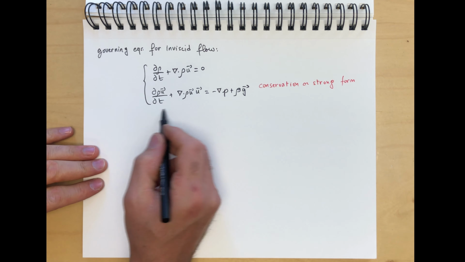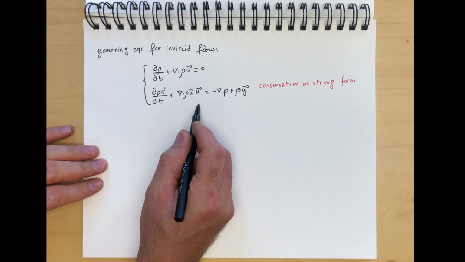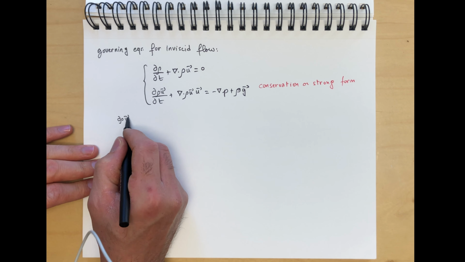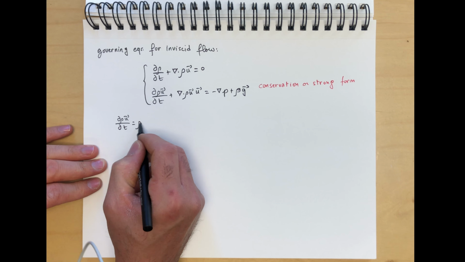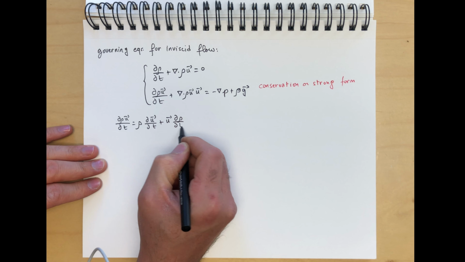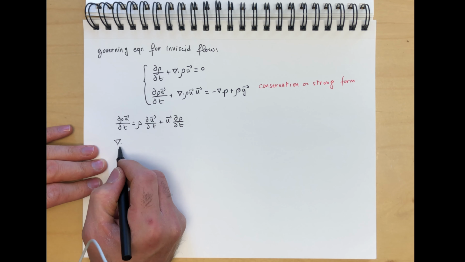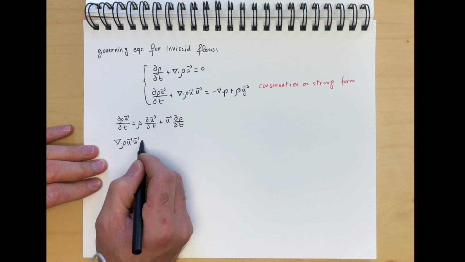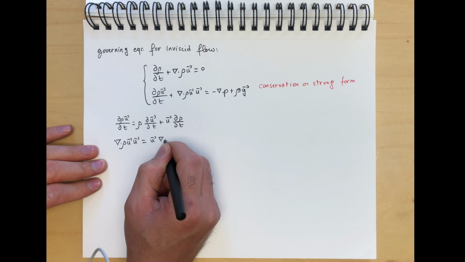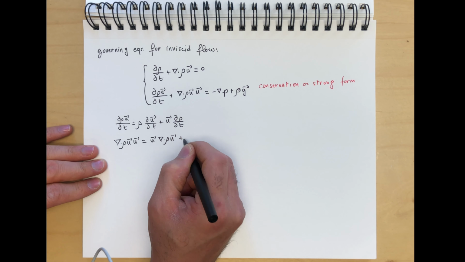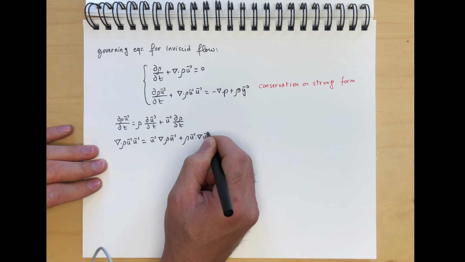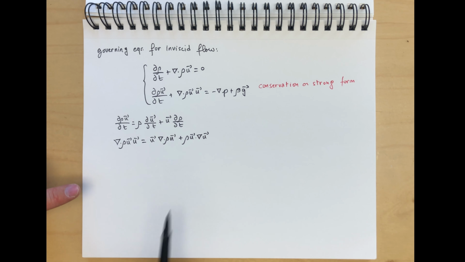So if you take this guy and split the time derivative and this term, we're going to start by splitting the time derivative. We know that d rho u by dt is equal to rho du by dt plus u partial rho by partial t. And for the other term, div rho u u, there is a vector identity, and this one is going to be u div rho u plus rho u dot grad u.